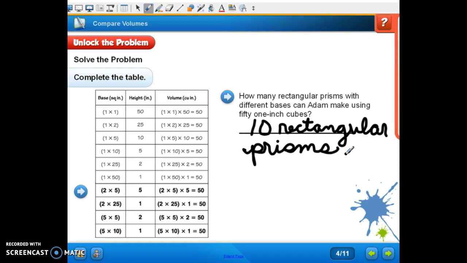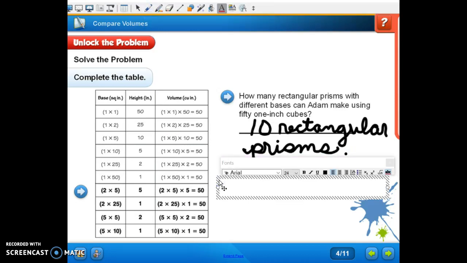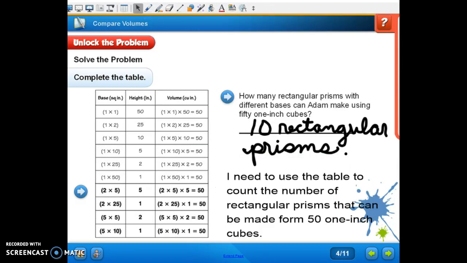Now let's talk about the answer to number 1. What else do you need to do to solve the problem? What did we use? A table. We used a table to count the number of rectangular prisms that can be made from 51-inch cubes. I will type that in for you. Just to summarize, number 1 at the bottom of this page is I need to use the table to count the number of rectangular prisms that can be made from 51-inch cubes.